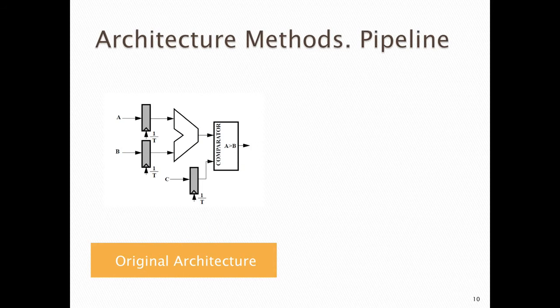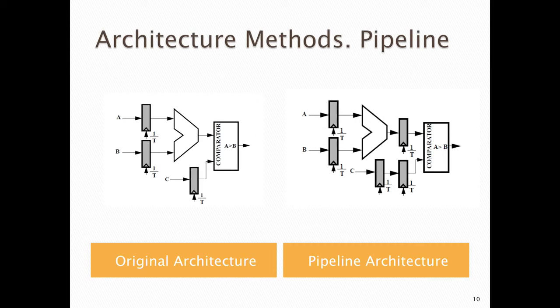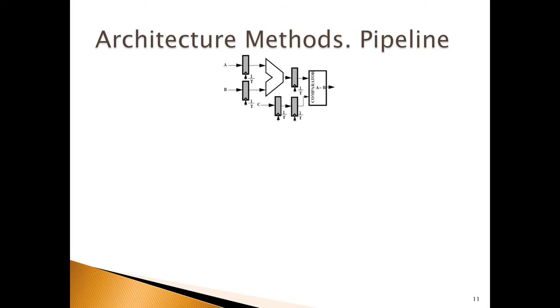Another method we're going to study is pipeline. Pipeline consists in placing new registers to separate the circuit's operation into parts. To achieve this, in our case, we'll place new registers before the comparator. We are now going to analyze how it works.